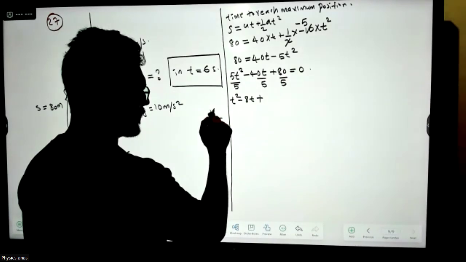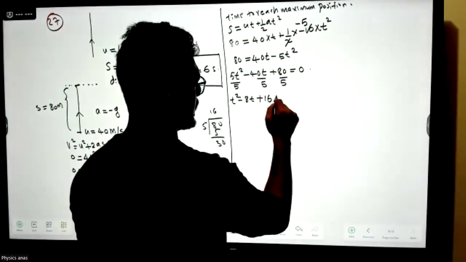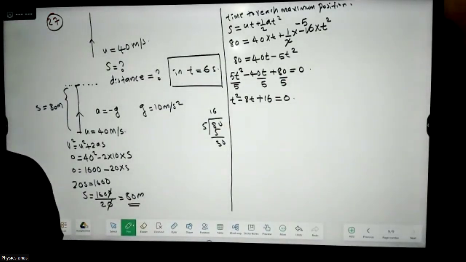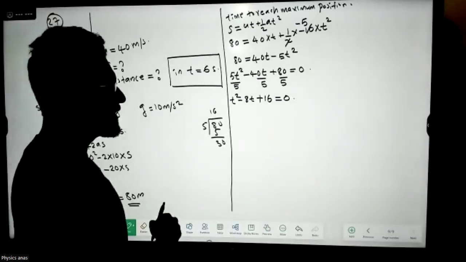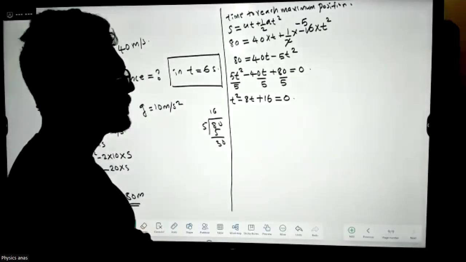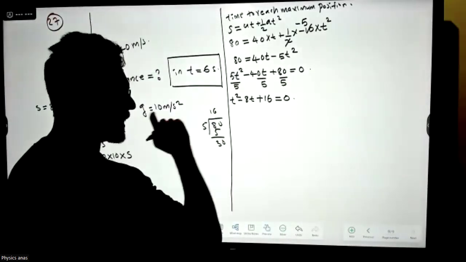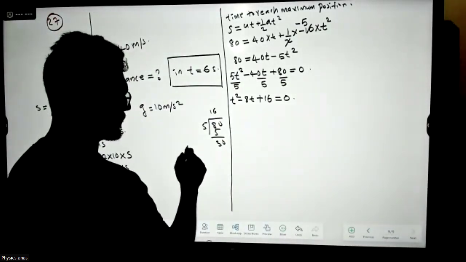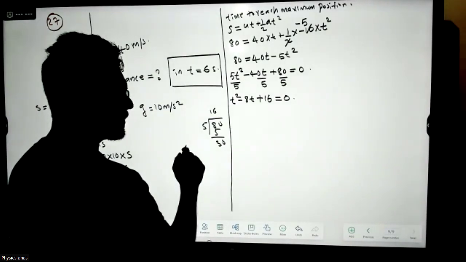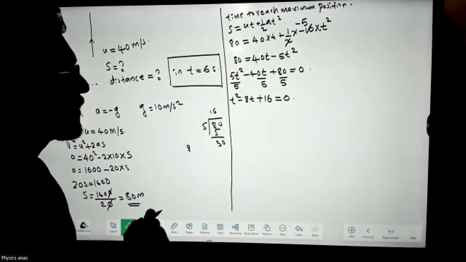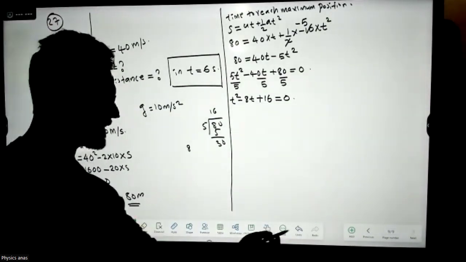So 16 is equal to 0. You have to get 16 when you are multiplying, and you have to get minus 8 when you are adding. Which value will give you 16 when multiplying, and when adding it is minus 8? What about minus 4? Yeah, that's it.